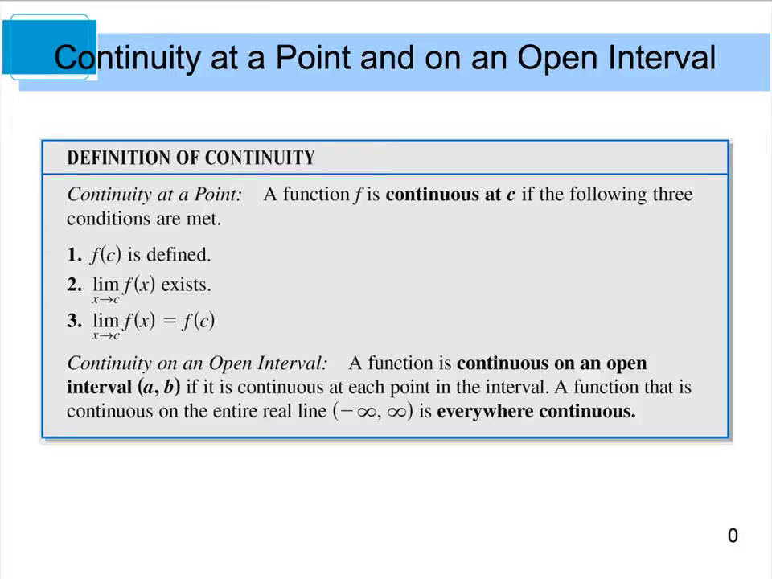Okay, so continuity on an open interval. Notice that this was at a certain point. Now we're looking at an open interval. It says a function is continuous on an open interval, defined with the parentheses, and then we have (a, b), if it is continuous at each point on the interval. And if it is, then we can represent it like this, and we say that it is continuous everywhere.